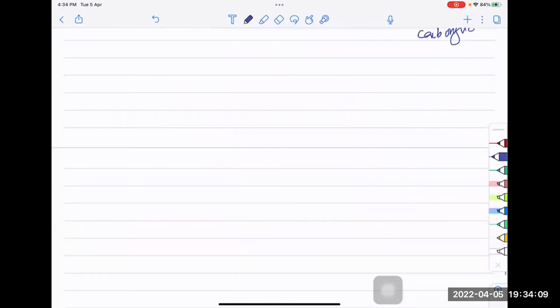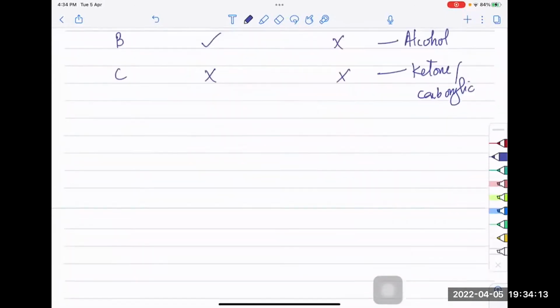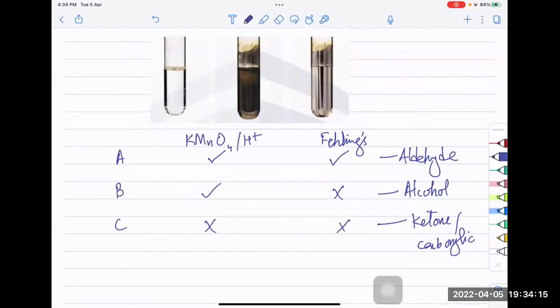All right. Now we are moving on to another test. Sir, how is B an alcohol? B is oxidizing only with a strong oxidizing agent, not with a weak oxidizing agent. So it could be an alcohol or it could be an alkene for all we know. अभी तक जो हमने पढ़ा उसके मुताबिक it could be one of these.